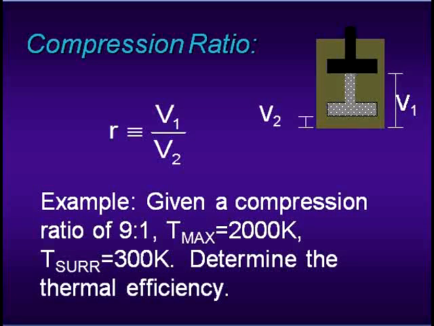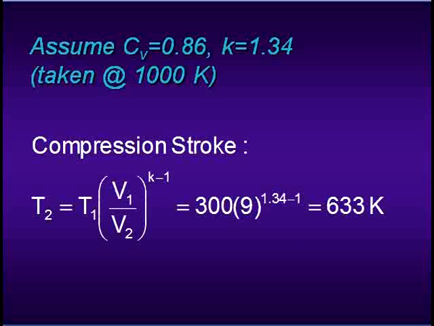And let's suppose we had a compression ratio of 9 to 1 and that we had a maximum temperature within the cylinder after the heat addition of 2000 K. And taking the air from the surroundings at 300 K, let's determine the thermal efficiency of an Otto engine. First we have to find T2 from the compression stroke. I call that the compression stroke when the piston compresses the gas. Recall, for a reversible adiabatic process, T2 equals T1 times V1 over V2 to the k minus 1, and we solve for T2 as 633 K.